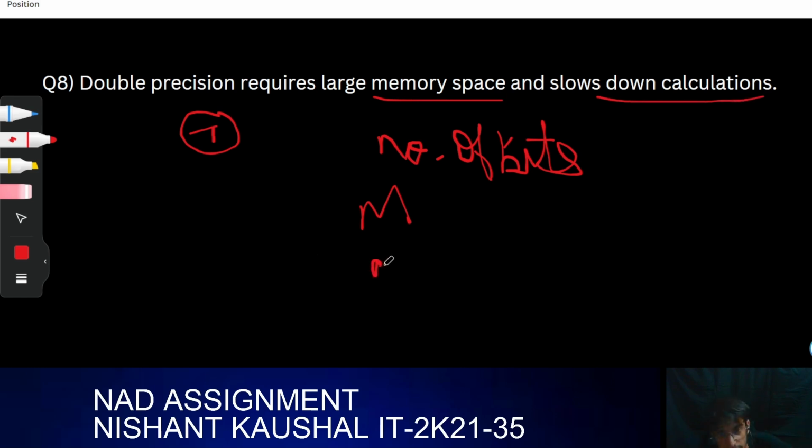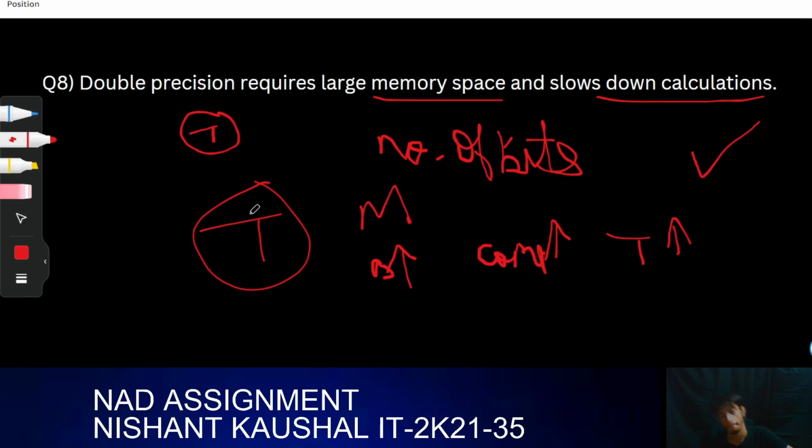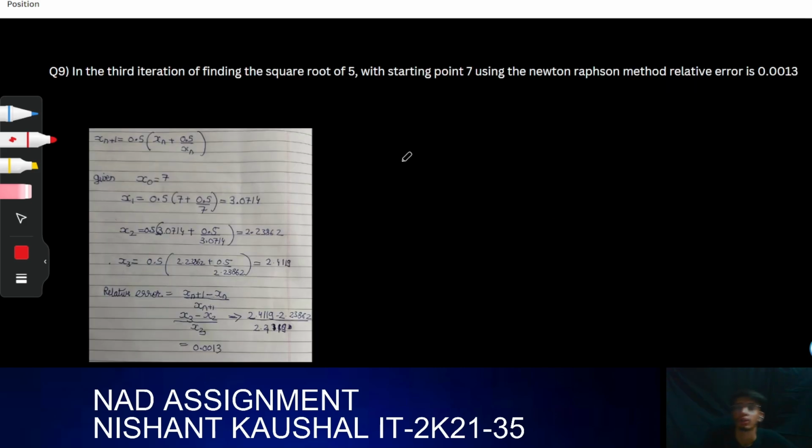If our bits increase, the complexity of our calculation also increases, right? And if complexity increases, it will take more time to get solved. So it slows down our calculation as well. So this answer is true. So let us proceed to our question number 9.